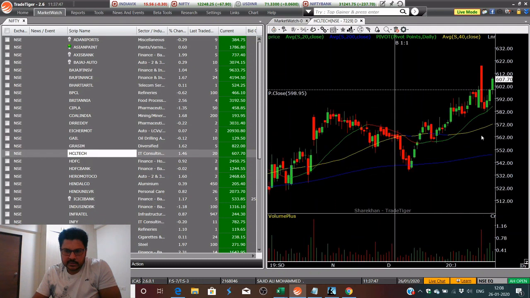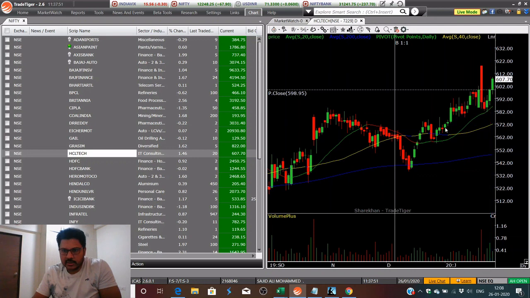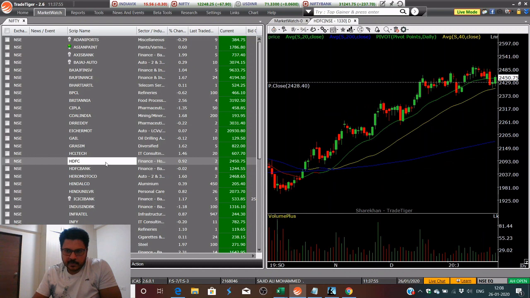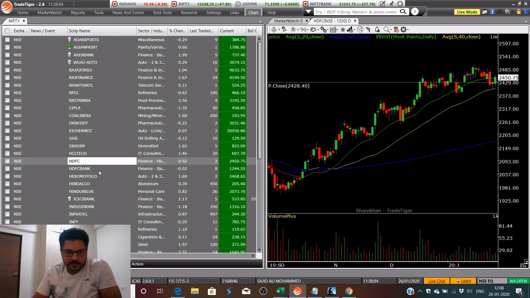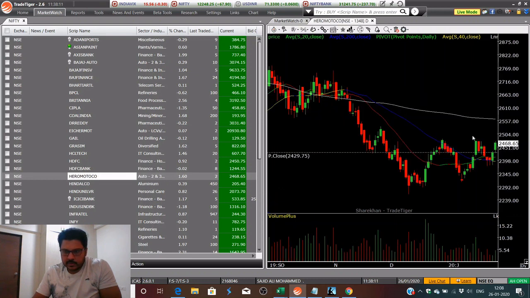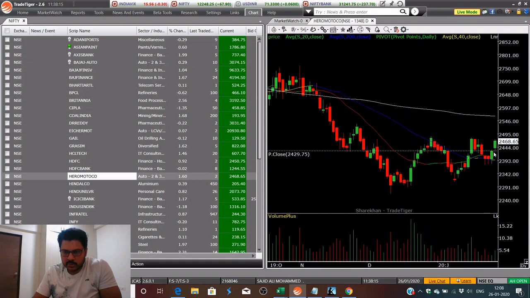HCL Tech has to clear this high so that it can continue in the trend. HDFC is retracing from its 20 and 40 moving average gap, so let's wait for this high to be broken out. HDFC Bank is in a downtrend. Next target is about 1200. Hero MotoCorp can retrace up to 2562. You can go long here.